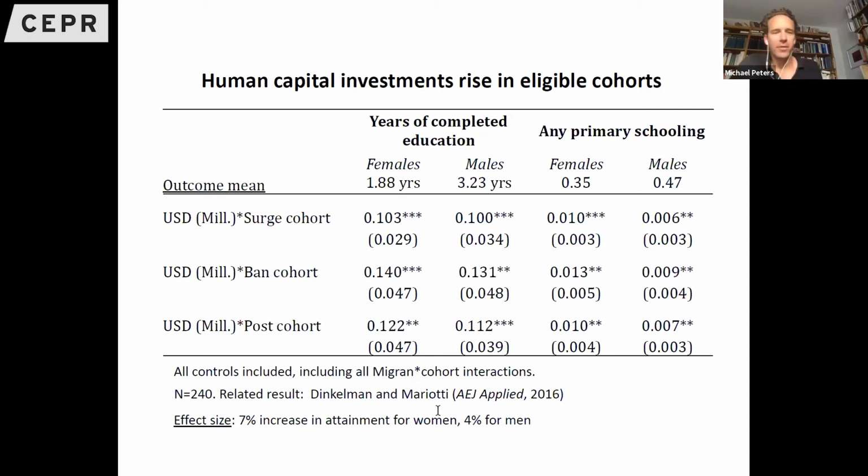Well, now that you have the slide up here and you already talked about the constraints, I have a question. So I was sort of surprised that the coefficient on the interaction is reasonably similar between the surge and the ban and the post cohorts. I wonder, were you guys expecting to find something different?